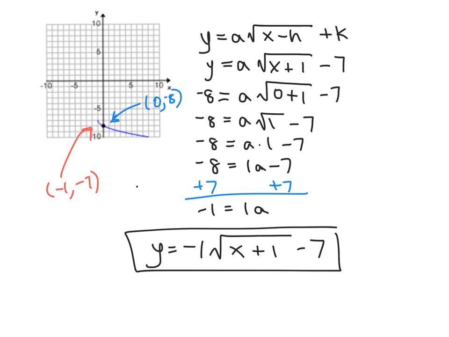Okay, and this is what you should have for your final answer. Y equals negative 1 times the square root of x plus 1 minus 7.